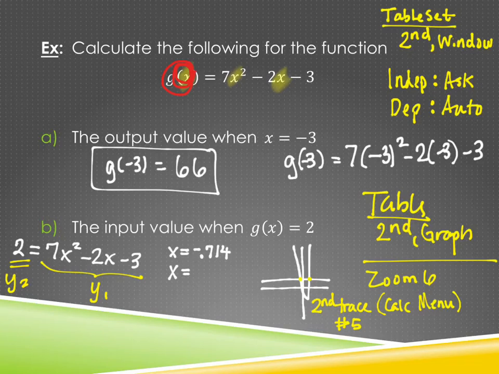And you can do it again. You can hit second, trace, number 5, first curve enter, second curve enter, and then scroll over to the one that I didn't get the first time for the guess, press enter. And it tells me the other one is x equal 1. There's 2 answers.